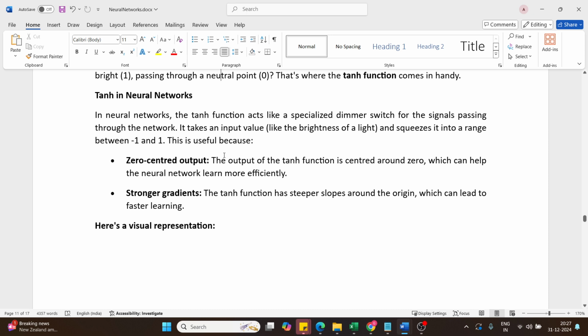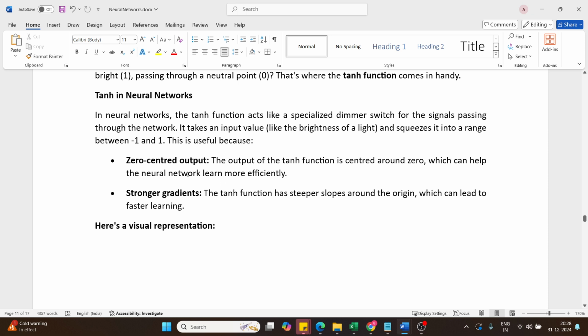So what does this function do? It takes an input value, can take 1, can take -1, and then squeezes it into a range between -1 and 1, which means it tries to spread it out between -1 and 1. It's not like ReLU where you only have a value 1 or 0. Rather, you have a value distribution between -1 and 1 passing through 0 as well. That is the use of tanh.